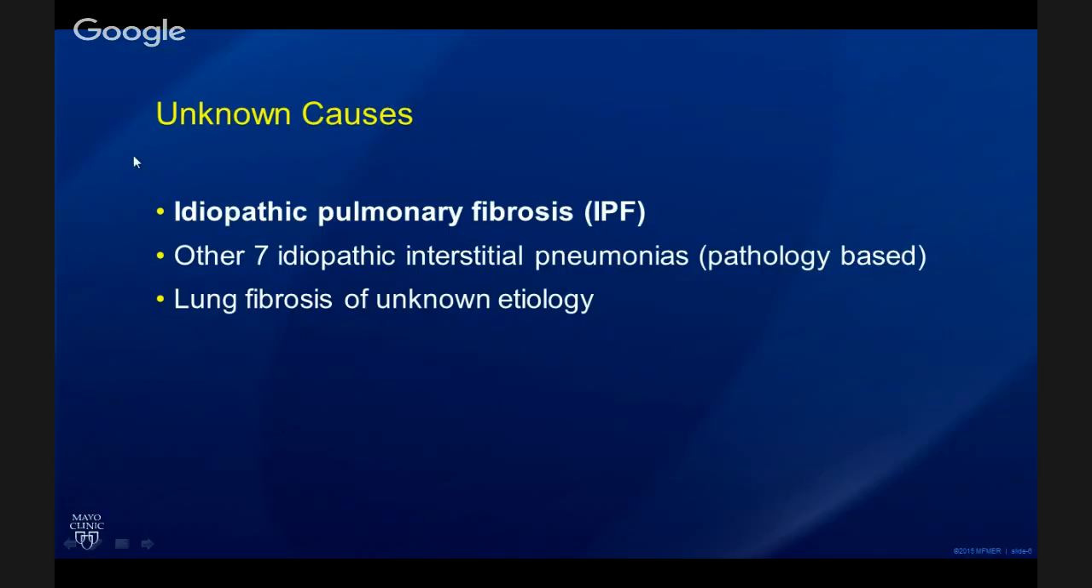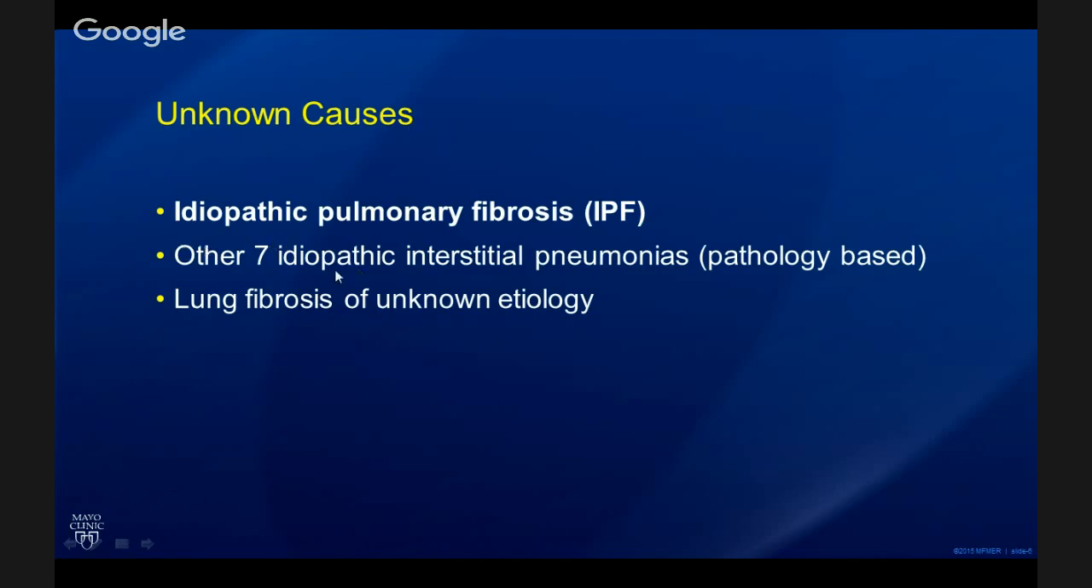Next, we talk about the unknown causes. When you spend time and energy trying to find a known cause, and this doesn't seem to be the case, then I like to think of the unknown causes in three main ways. Idiopathic pulmonary fibrosis is a unique and distinct form of lung scarring that doesn't have a specific etiology, which is why it's called idiopathic, but yet it's defined specifically. We'll talk a little bit more about this in the ensuing slides. It's important because this is the most common of the unknown causes.